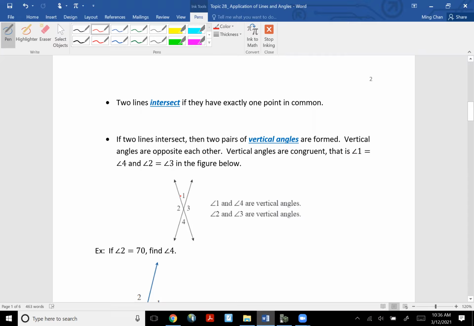So this angle one faces angle four. They're opposite to each other. I don't like that word opposite; I like to use the words they are facing each other. In that case, angles one and four are vertical angles and they are congruent. Angle two faces angle three, so they are also vertical angles. Vertical angles are congruent.